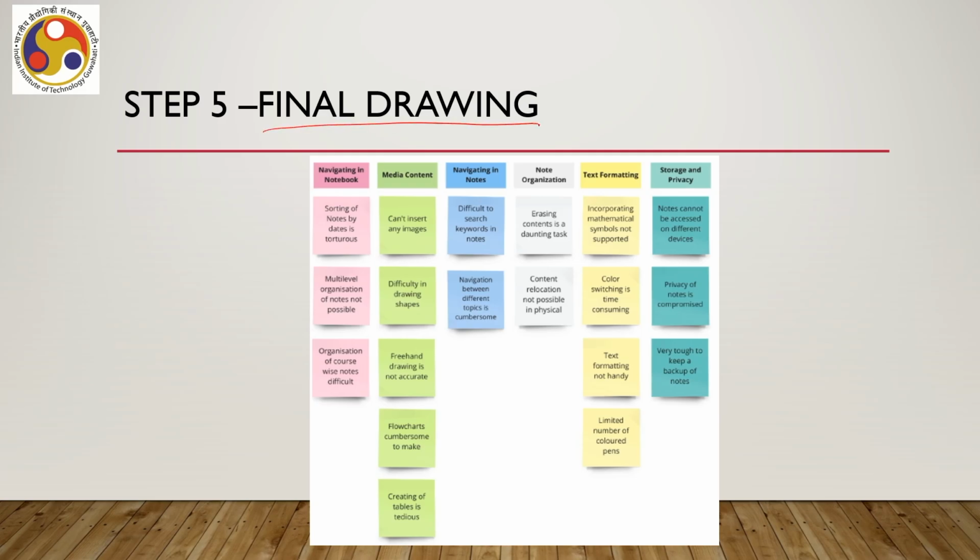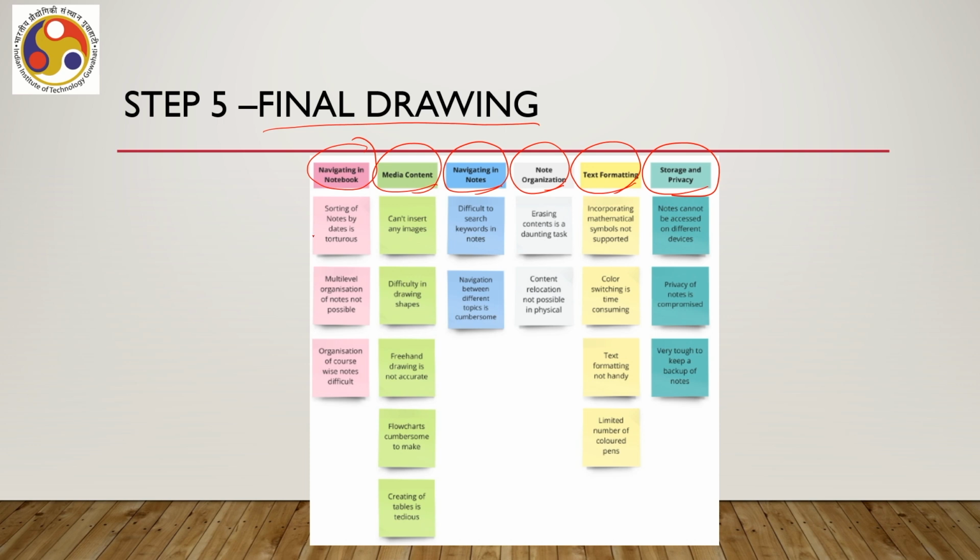Final drawing is essentially sorting all the ideas into groups. Say for example, navigating in notebooks, media content, navigating in notes, note organization, text formatting, storage and privacy. These 6 can be the header part. And we can see that all the notes that we have taken, we can organize them neatly under these 6 headers.